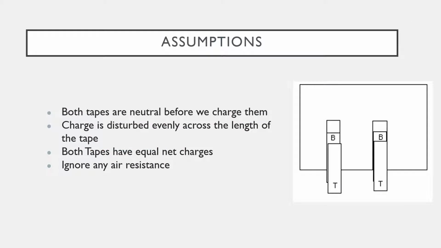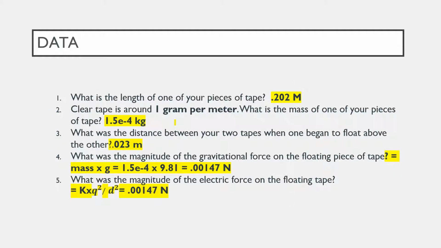of tape. In this lab, the assumptions that were made were that both tapes were neutral before we charged them. The charge is distributed evenly across the length of tape. Both tapes have equal net charges, and we ignore any air resistance during the lab. Here is the data that we collected.